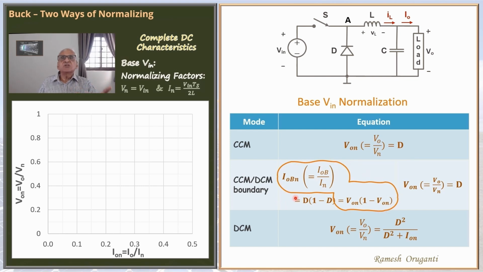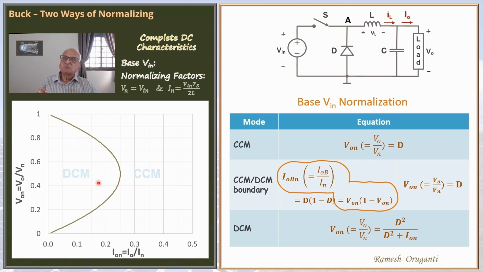Remember, IOBN is also an output current under a particular condition, boundary condition. This gives an equation between VON and IOBN. We can plot this here. That will be a parabola. When the output current is more than this value, the operation will be in CCM. When the output current is less than this value, the operation will be in DCM.